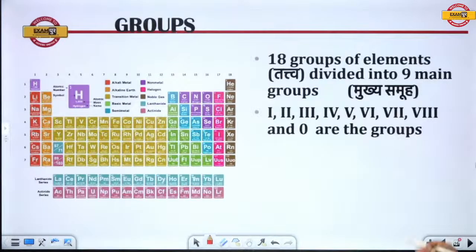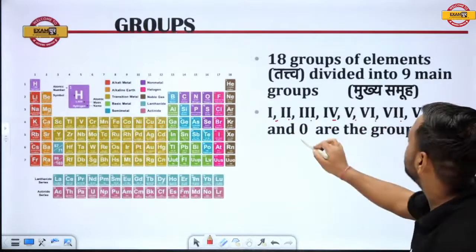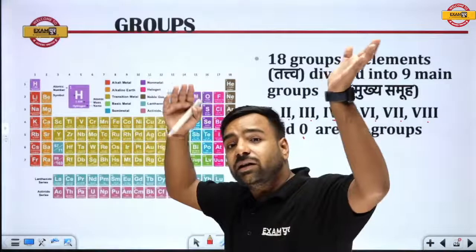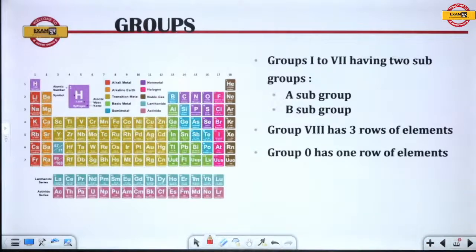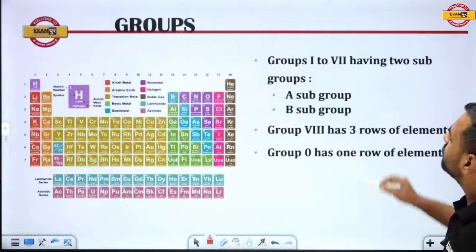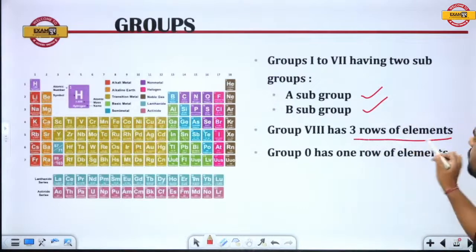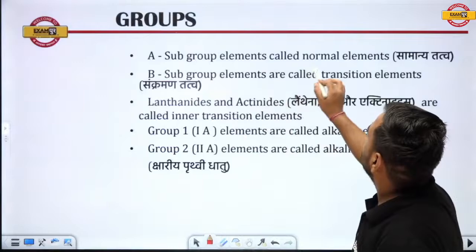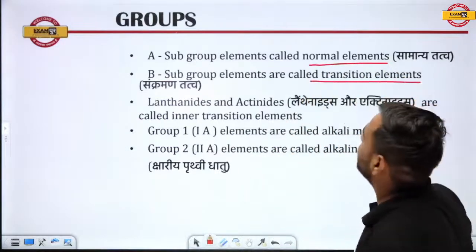18 groups of elements are divided into 9 main groups, that is 1, 2, 3, 4, 5, 6, 7, 8 and 0. Now I was talking about first A, right? Then third A, third B, right? So this is actually applicable here. Now, groups 1 to 7 have 2 subgroups, A subgroup and B subgroup. Group 8 has 3 rows of elements, and group 0 has 1 row of elements. Here, A subgroup elements are called normal elements. B subgroup elements are called transition elements.